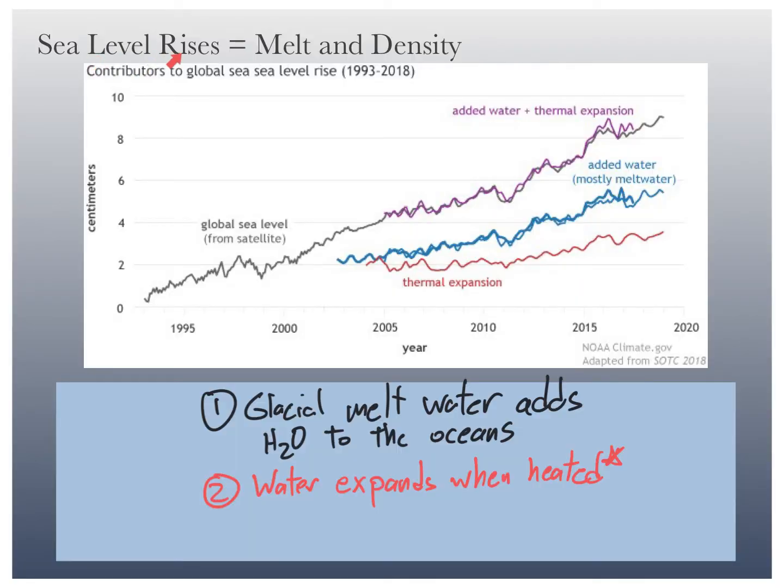So when thinking about sea level rise, we've got to take two things into account: one, melt, and two, density. When glaciers melt, they return water back to the oceans. That's this blue line right here. So that's just added water here. So it makes sense. Like we talked about, the Earth's axis changing due to the melting of glaciers.